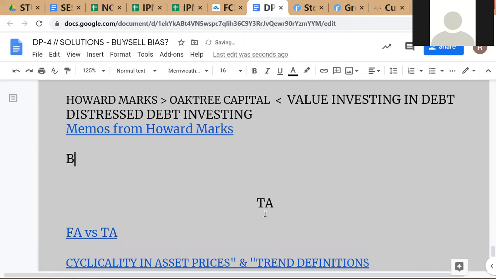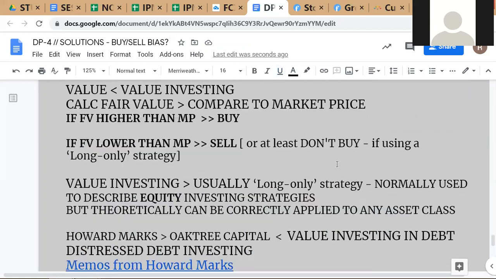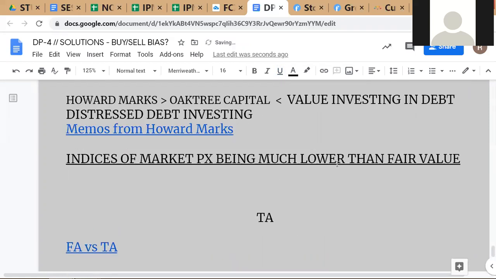Let's put it in general terms. Indices of value: the market price being much lower than fair value. So let's talk in general terms. What are the indices? Since we are discussing value investing, basically we are trying to figure out whether or not the market price is much lower than fair value. That's what we're trying to do, right? And so what Sachin has told us, one is obviously low PE.